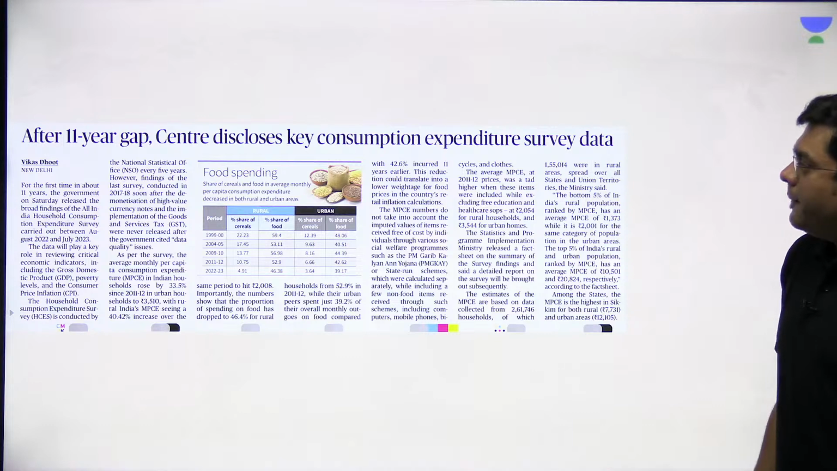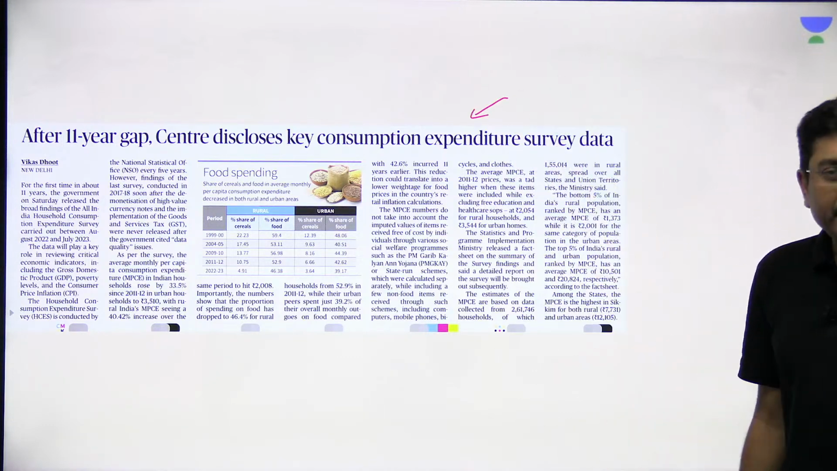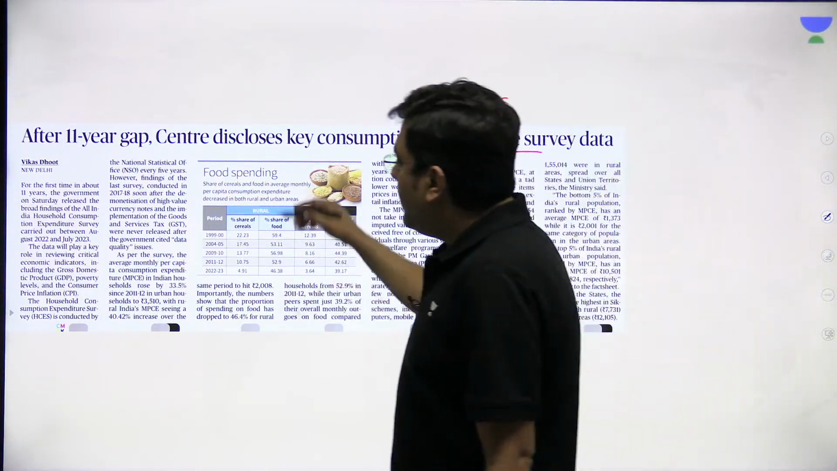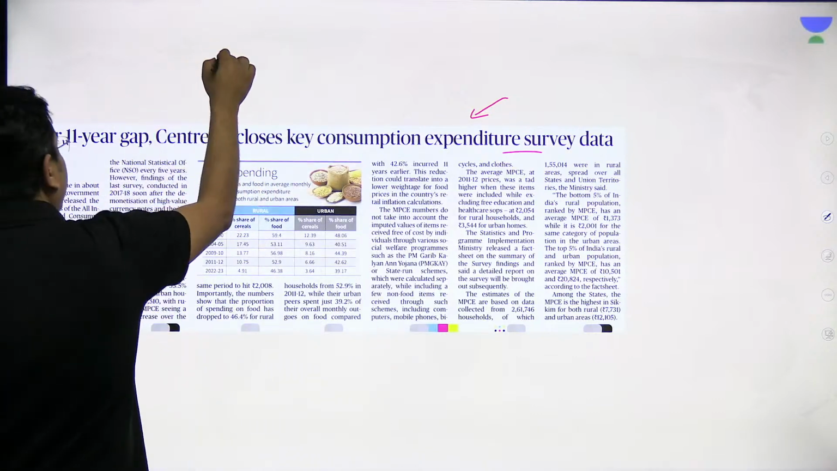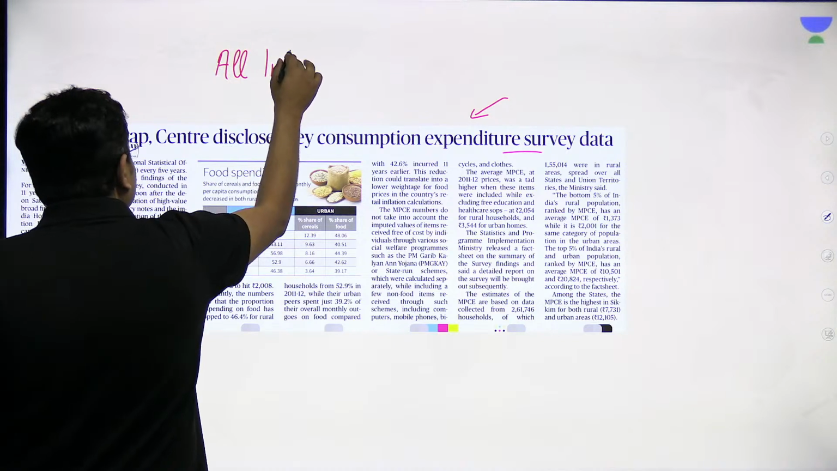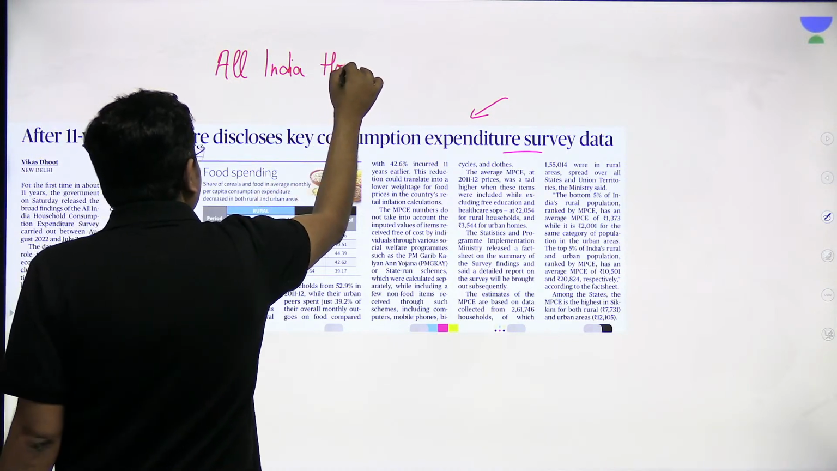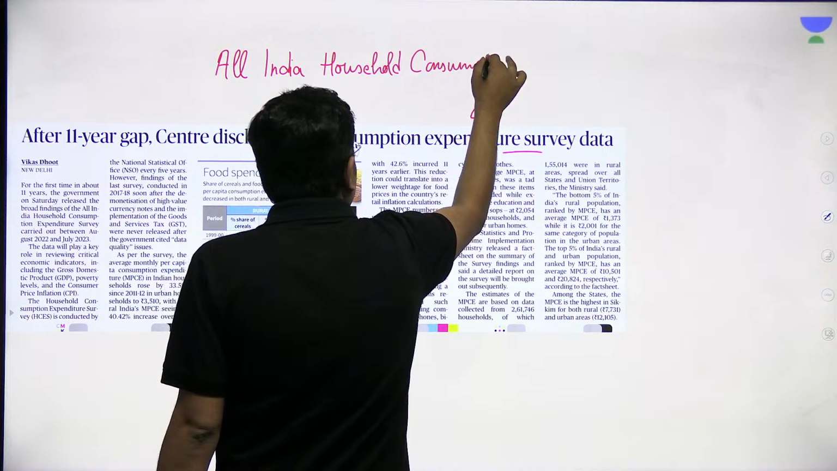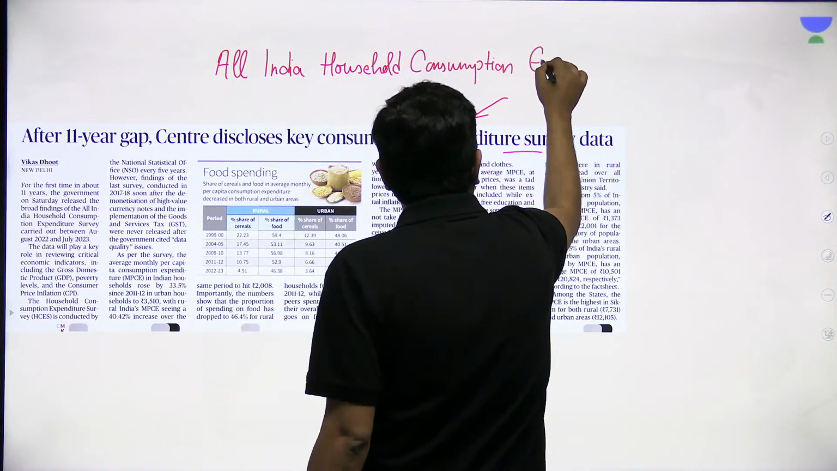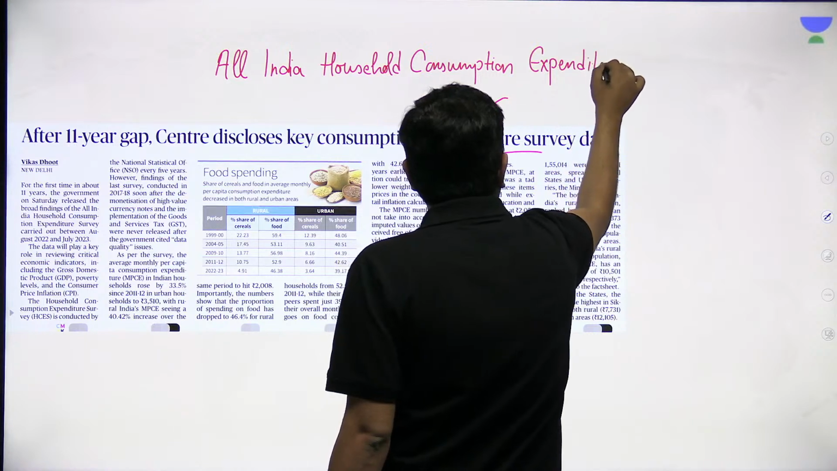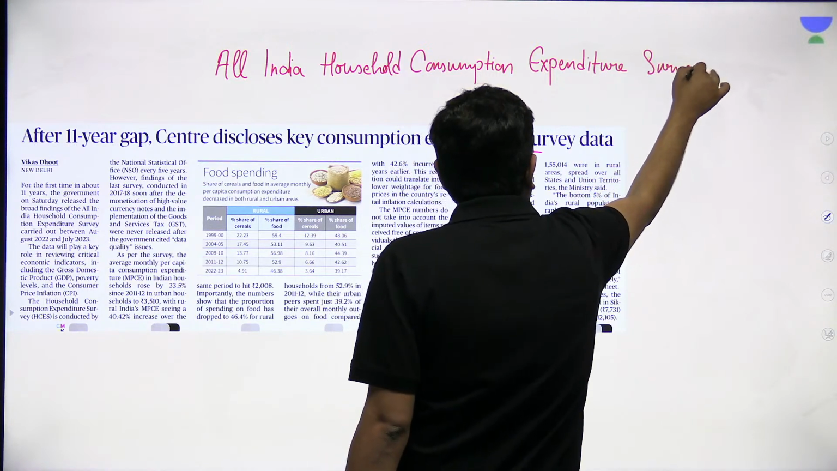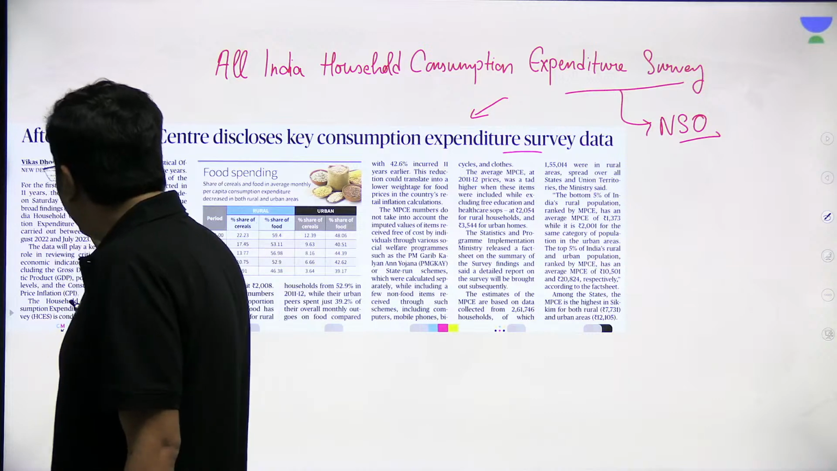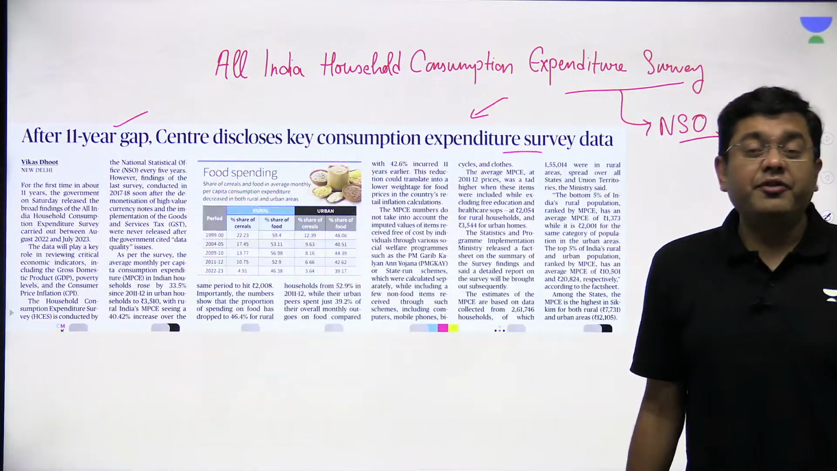Now, here, after 11-year gap, Center discloses the key consumption expenditure survey data. So that is the data that we are talking about: the all India household consumption expenditure survey. It is carried out by National Statistical Organization, NSO. So this survey has been released after 11 years.